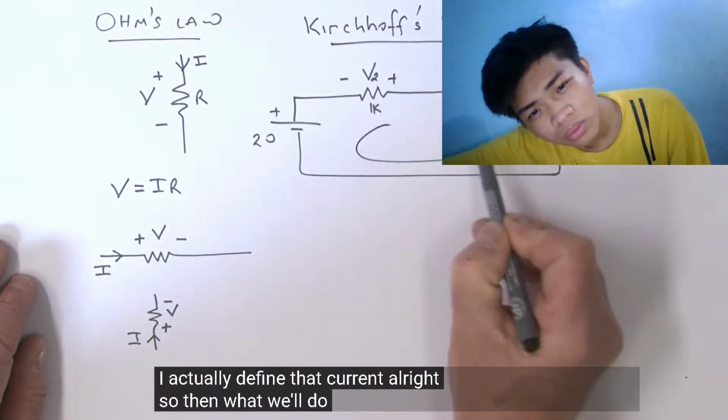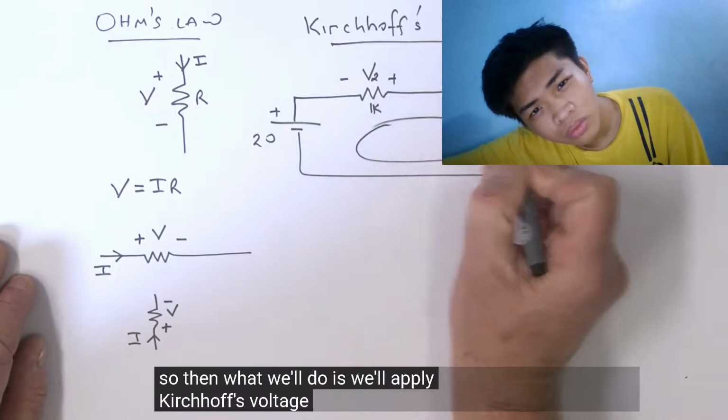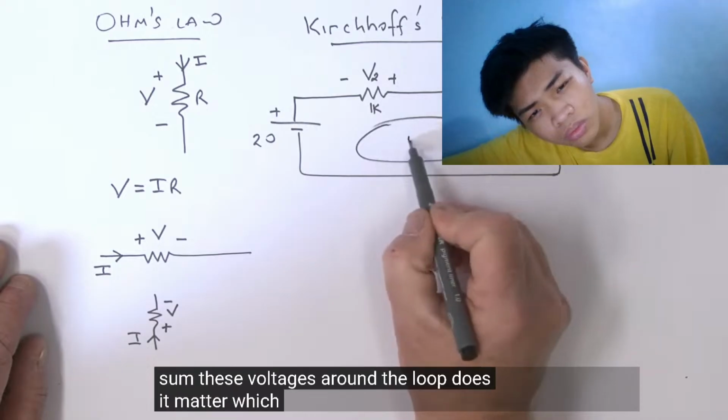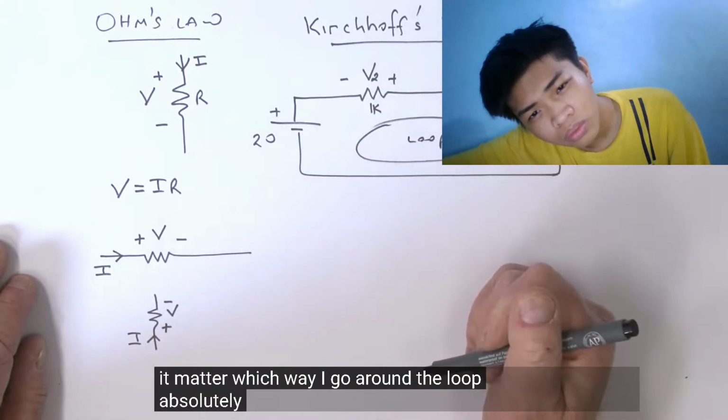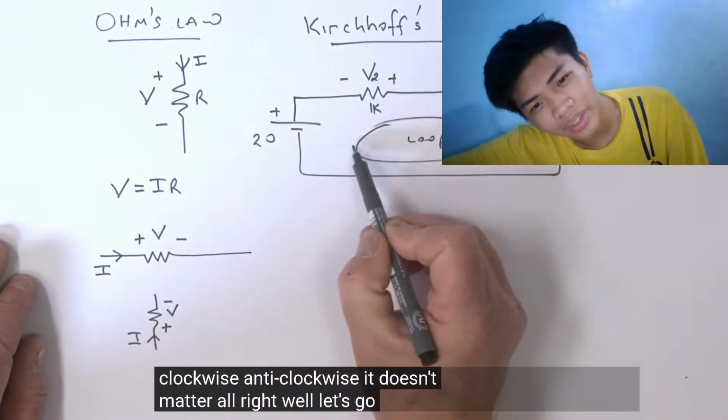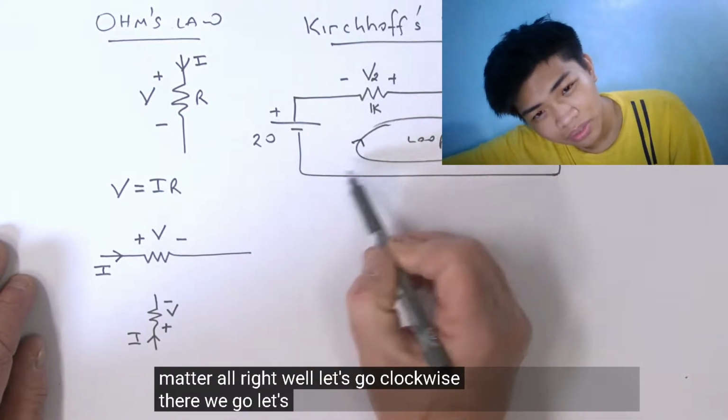All right, so then what we'll do is we'll apply Kirchhoff's voltage law, and we're going to sum these voltages around the loop. Does it matter which way I go around the loop? Absolutely not. Really doesn't matter. I can go clockwise, anti-clockwise, doesn't matter. All right, well, let's go clockwise. There we go. Let's have a starting point.